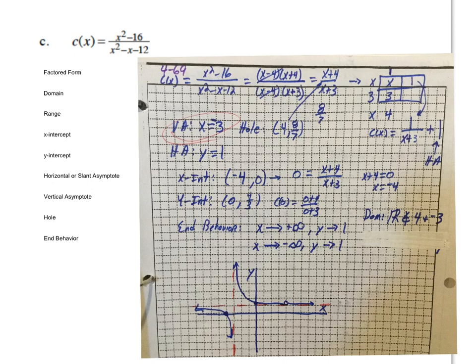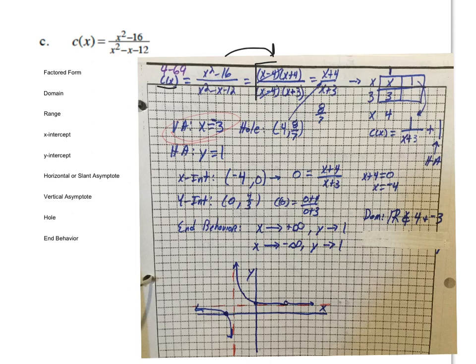Now with this one, I'm going to write less, so hopefully you can follow along. That way things might stay a little bit more clear. I'm starting out with c of x equaling x squared minus 16 over x squared minus x plus 12. And I need to write that into factored form. So my numerator factors into x minus 4 times x plus 4. The denominator factors into x minus 4 times x plus 3.